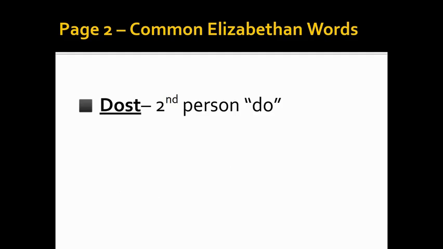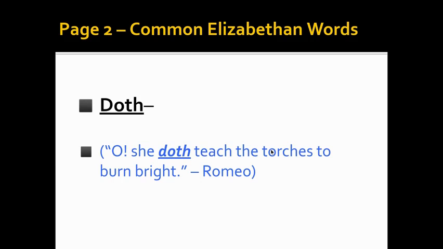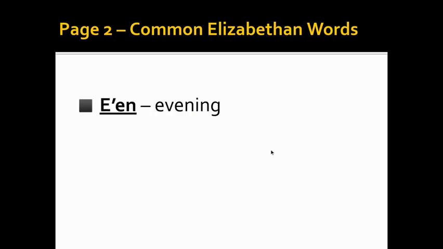Dost is only second person do. Okay. So the word do doesn't necessarily change. You could say he does, and I do, and you do. So it changes a little bit nowadays, but it changes a lot more depending on what person you're in. And so you would say, thou dost, second person do. Doth is does, like when it is in third person, he does. But they would say, she doth teach the torches to burn bright.